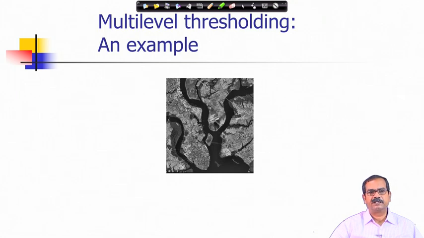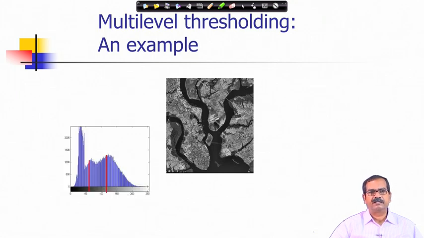Say, consider this particular image and its histogram, and let us consider we have selected these two thresholds. We can use similar computations to what we discussed earlier, particularly the Bayesian classification methods, which can be extended further, and we can determine these thresholds automatically, or manually by visualizing the modes, you can also select these thresholds.